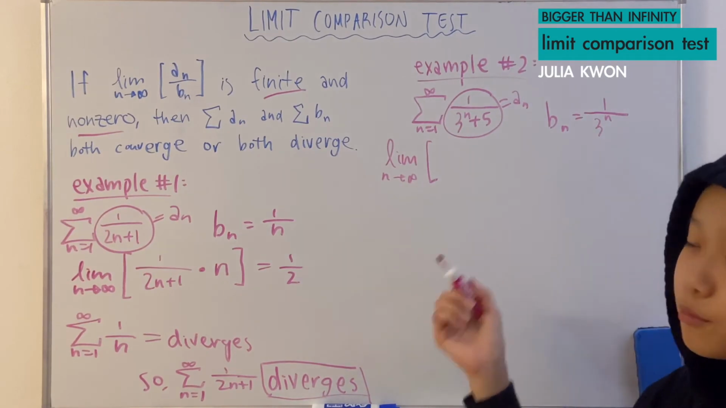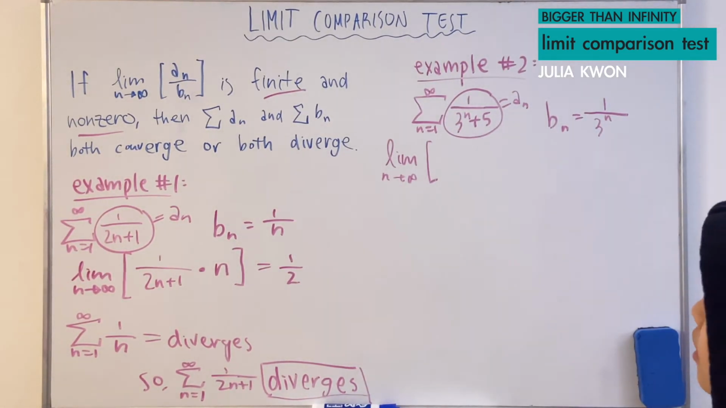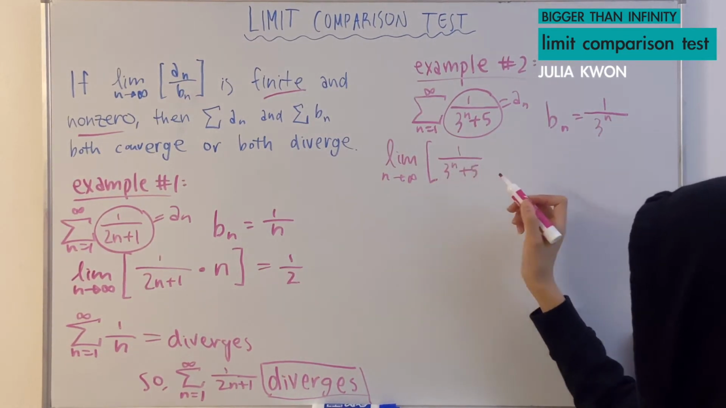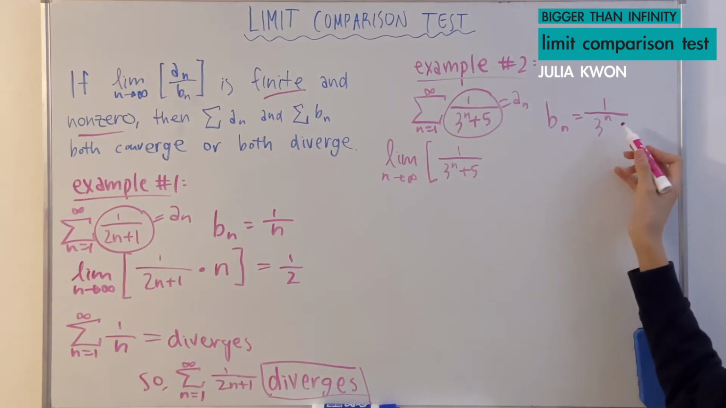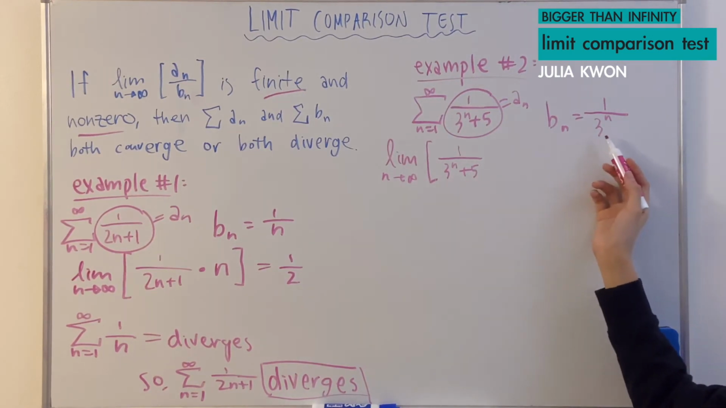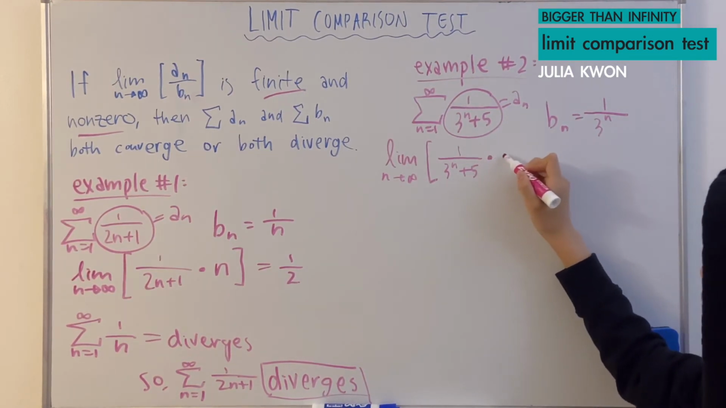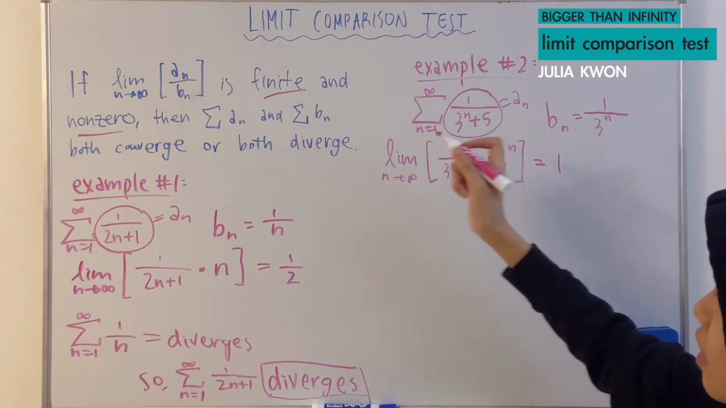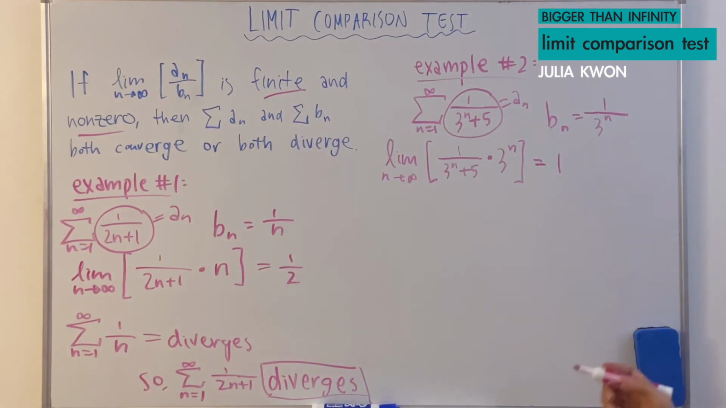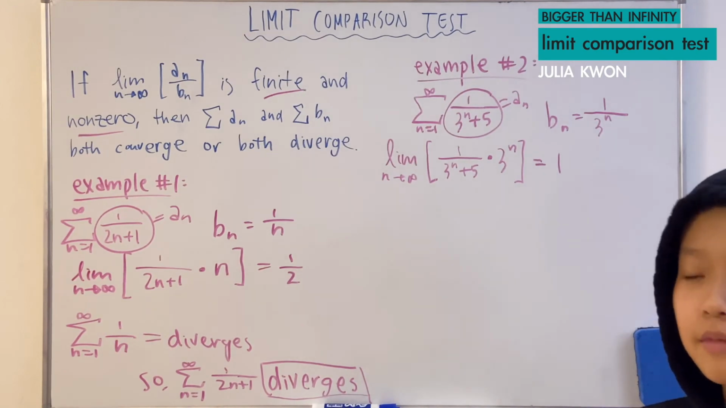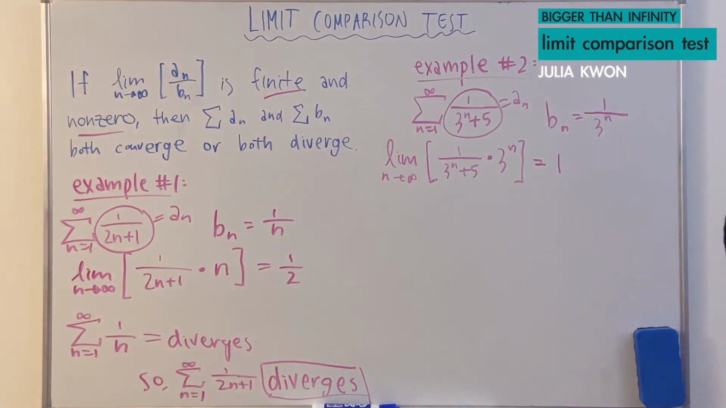We have to take the limit as n approaches infinity of a sub n, which is equal to 1 divided by 3 to the power of n plus 5, and divide this by b sub n, which is equal to 1 divided by 3 to the power of n. If we divide this by b sub n, then that's the same thing as multiplying by 3 to the power of n. If we take this limit, then we'll get 1, which is both finite and non-zero. So we know that the infinite series a sub n and b sub n both either converge or diverge.